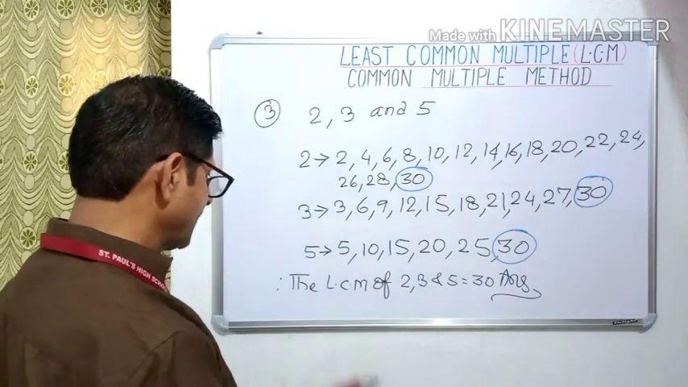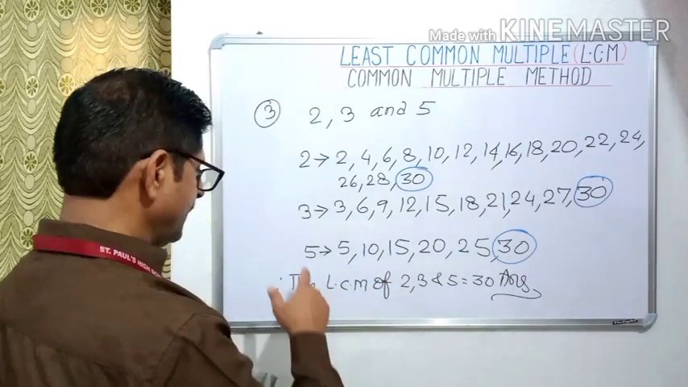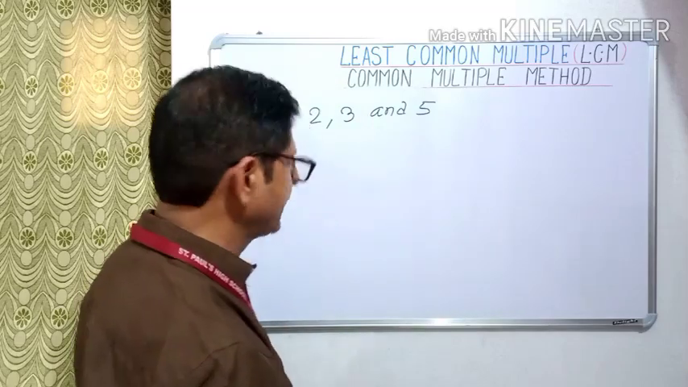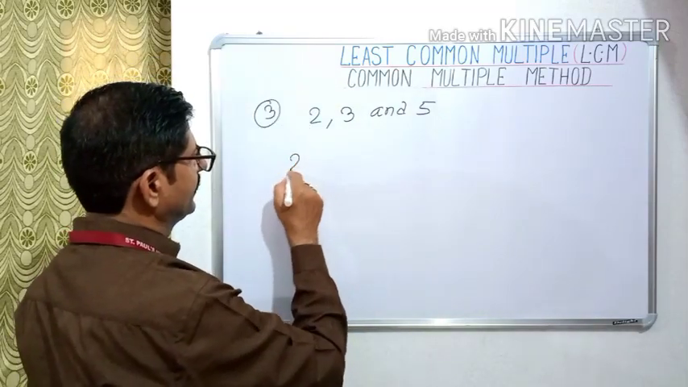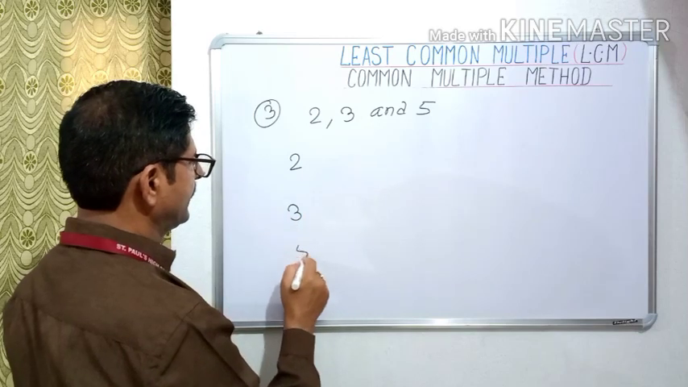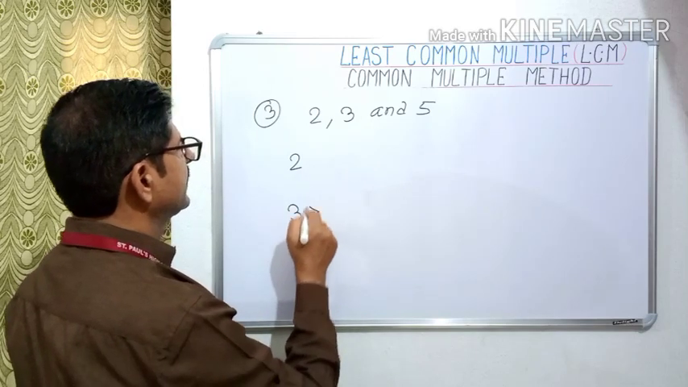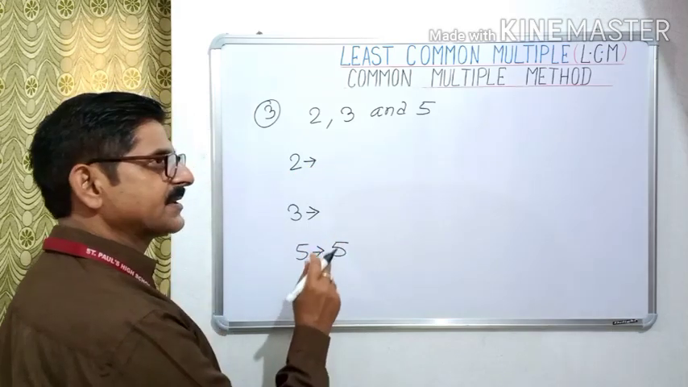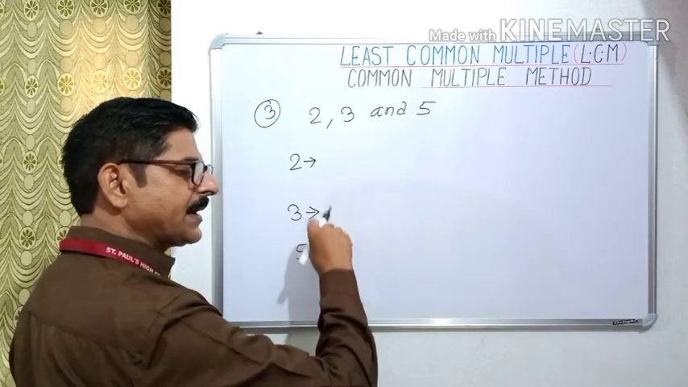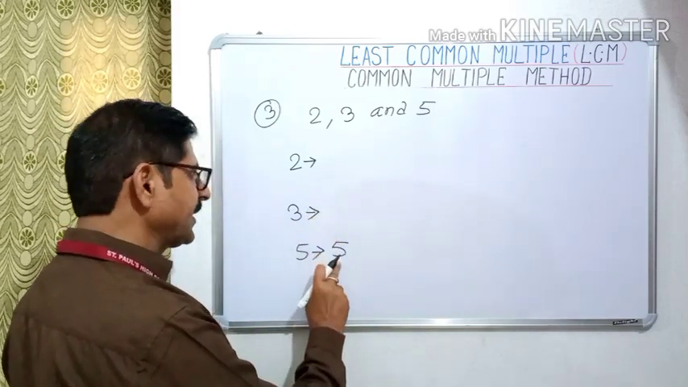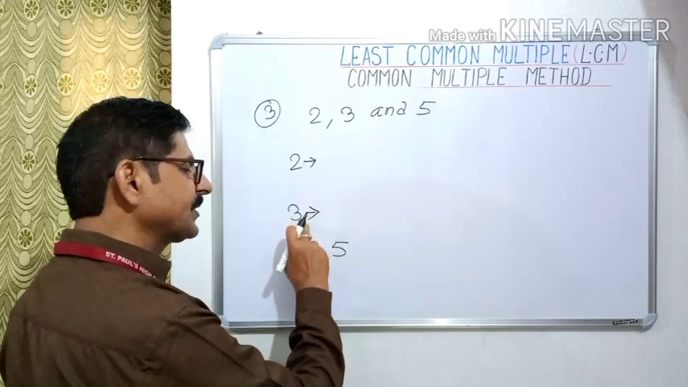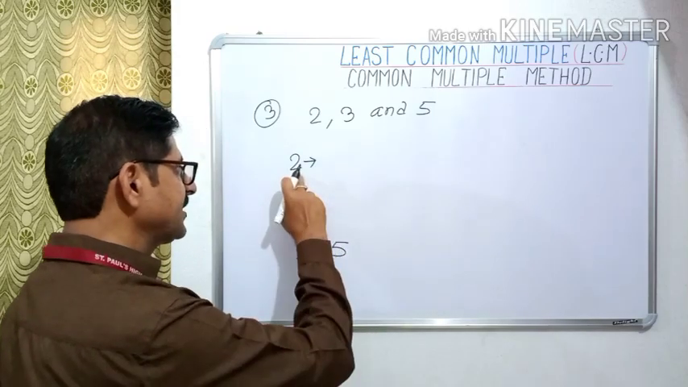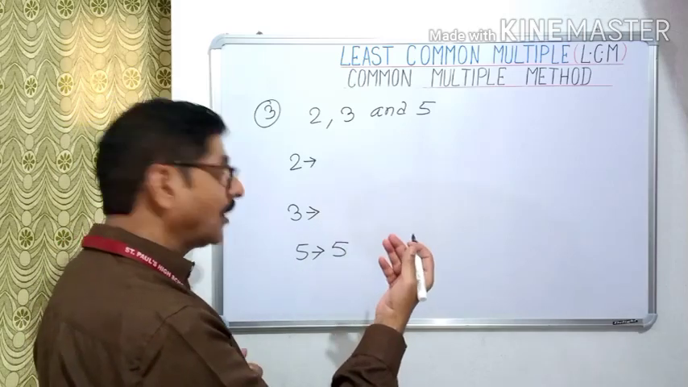To make my point clear, let us do the same question by writing the multiples of this number first. The same numbers are there, 2, 3 and 5. And here I am going to write the multiples of 5. And at the same time, while writing the multiples, I will need to keep an eye on whether this multiple is also a multiple of this 2 or 3 or not. I mean, whether this number is divisible by these two numbers exactly or not.